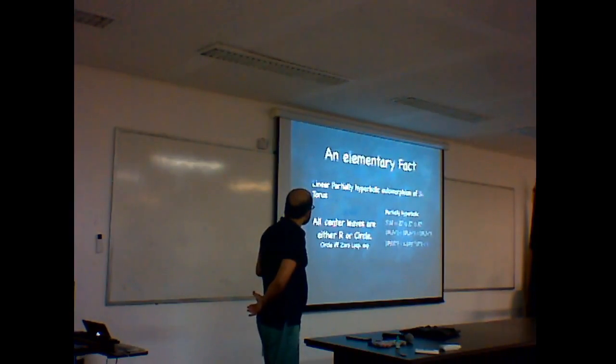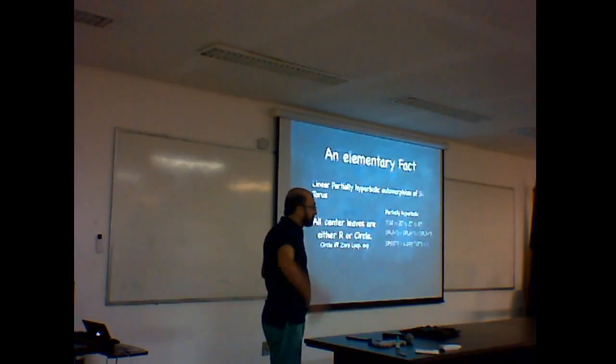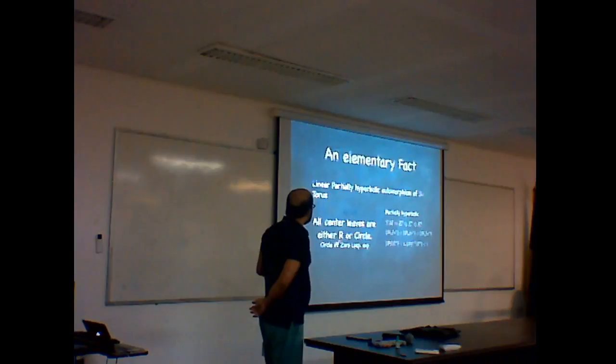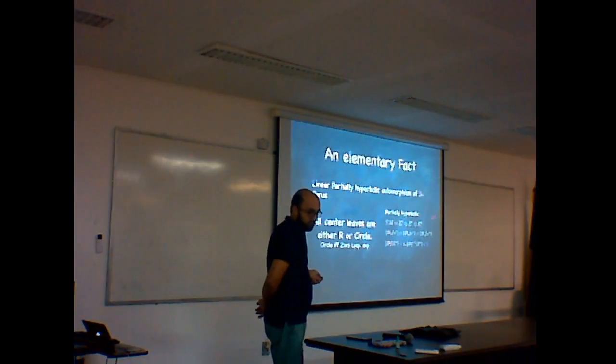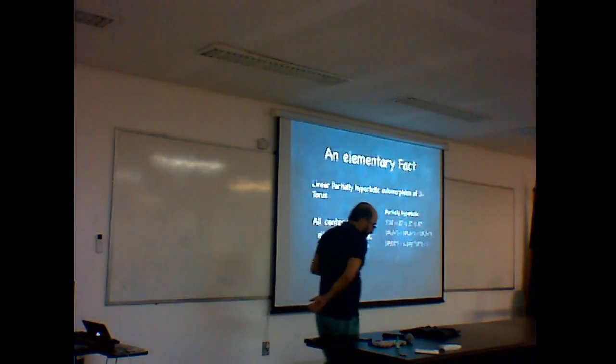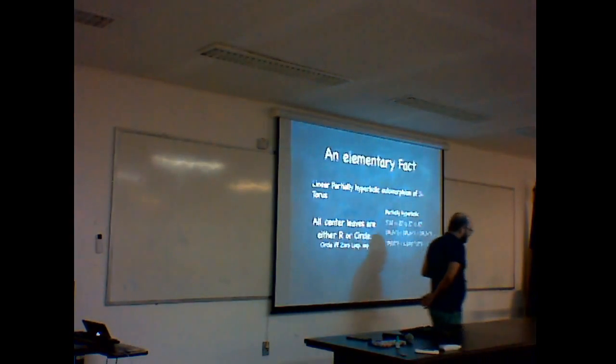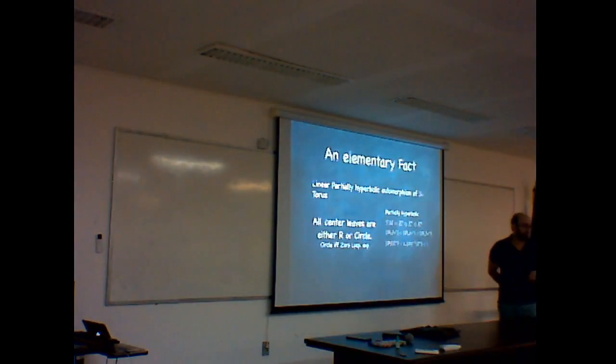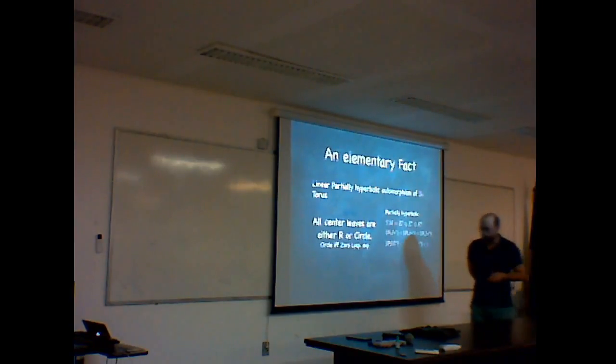So in this case, all of the center leaves are either homeomorphic to the real line, or they are compact circles. And they are circles if and only if you have an eigenvalue with modulus 1. Whenever you have zero Lyapunov exponent, you have compact central leaves. So this is just linear algebra.